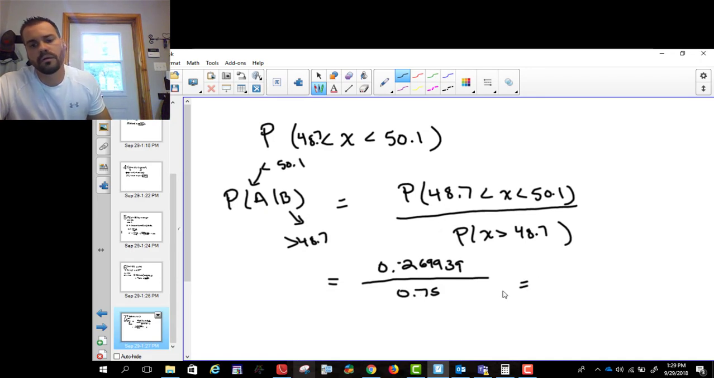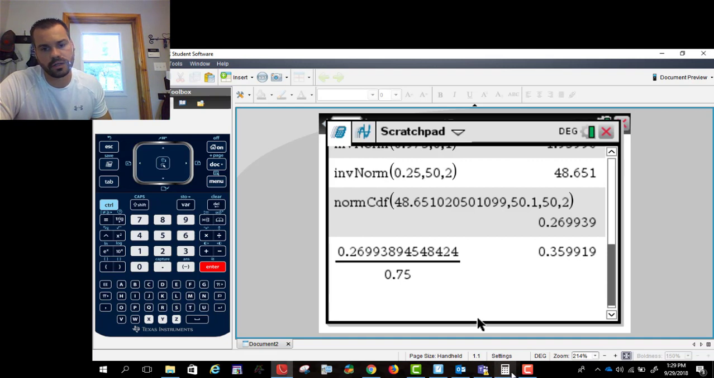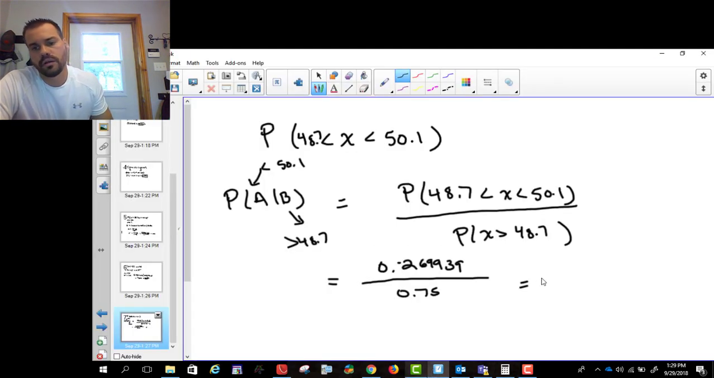Okay, and then we're going to take that number and divide it by 0.75, and it gives us our probability, and it's 0.3599, so it's 0.360 if we round it to 3 significant digits.